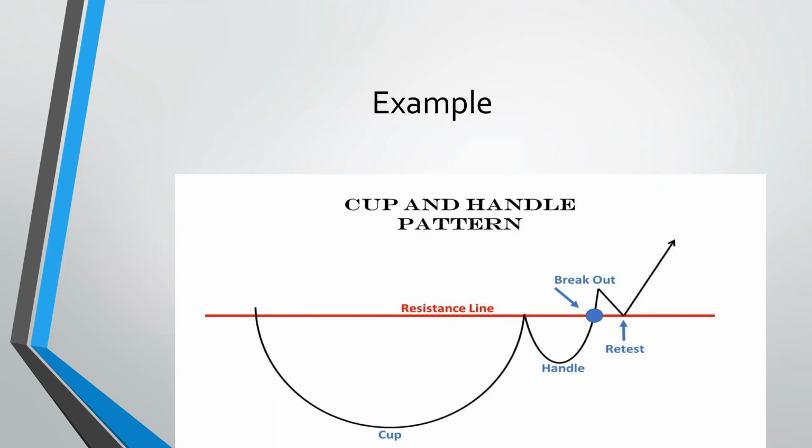So again, we have our resistance, we have the cup part, it hits the resistance, it comes back down, forms the handle, breaks through resistance, and after it breaks through, it retests on the resistance line. So this is the handle for the cup, and then it shoots up.